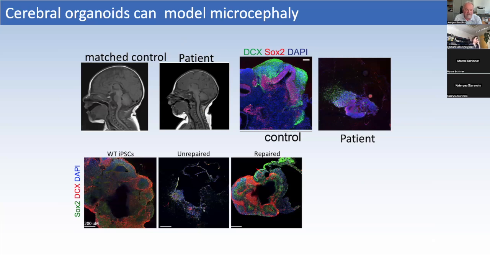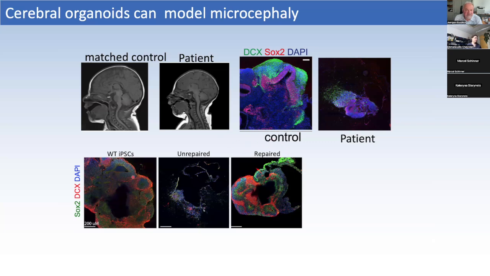The patient-derived organoid is much smaller than the healthy organoid. And now what we can do is we can ask, why is this brain so much smaller? First thing we did was we sequenced the genome, and we found that the patient carries a mutation in a gene that is called CDK5-RAP2. To find out whether this mutation is responsible for the phenotype, we repaired the mutation using CRISPR-Cas technology.